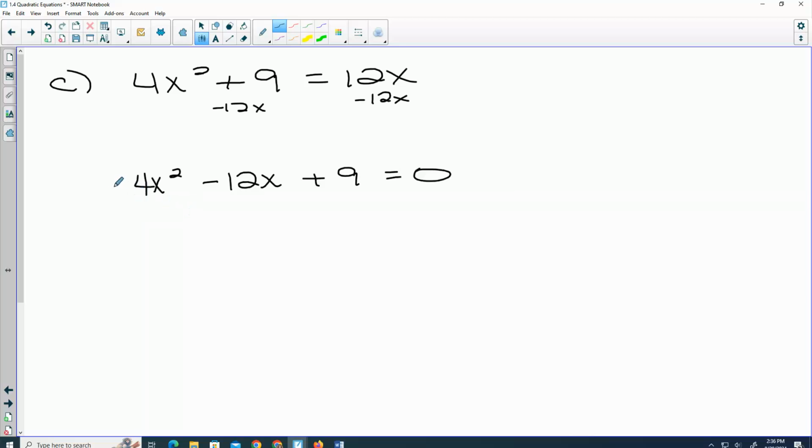So if it were a negative 4x squared, what would I do? Yeah, we could move it all to the other side. We could factor out a negative 1, a couple different options. So slip and slide, remember you slide the 4, or slip the 4 down to the 9.